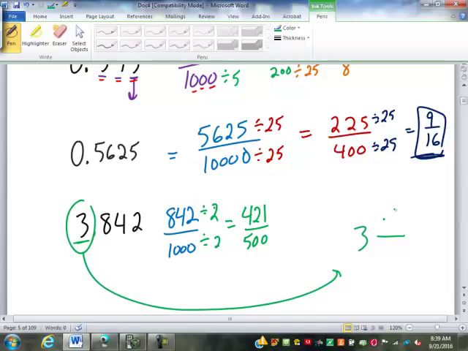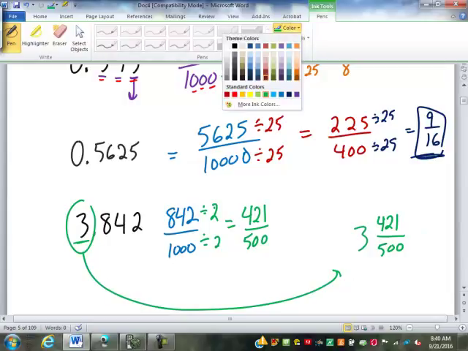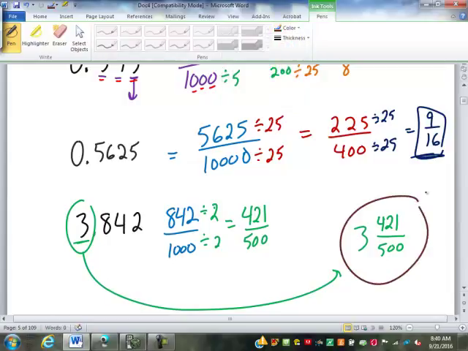Okay, try it again. We'll wait, because there might be something odd, like a 7 or an 11. No, 11 doesn't work, but maybe like a 7 or 17 or 13 or something weird like that. I don't think so, but it is 421 over 500, because I thought 500 is really only divisible by 5s and 2s. So there it is, 3 and 421 over 500.